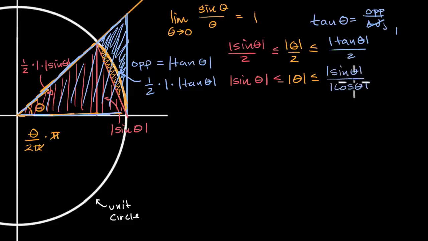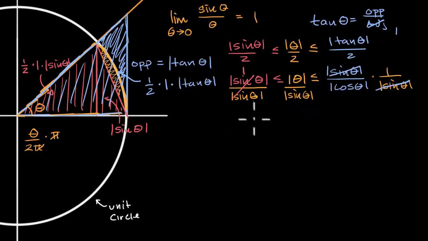And the reason why I did that is we can now divide everything by the absolute value of sine of theta. Since we're dividing by a positive quantity, it's not going to change the direction of the inequalities. So let's do that. I'm going to divide this by the absolute value of sine of theta, and this, and then this. And what do I get? Well, over here, I get a 1. And on the right-hand side, I get a 1 over the absolute value of cosine theta. These two cancel out.